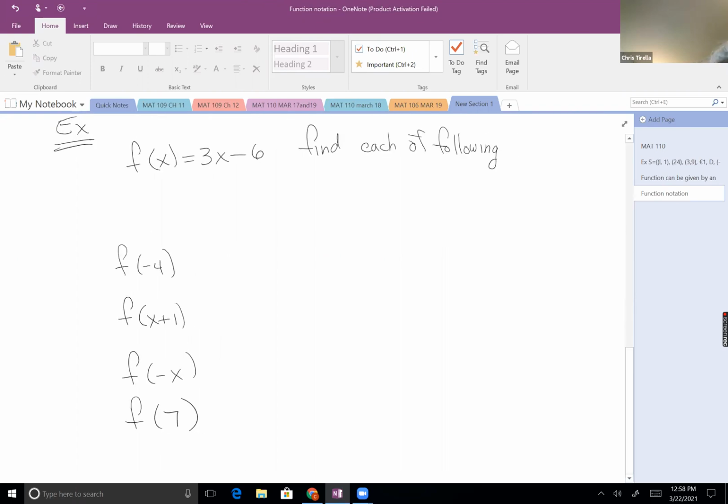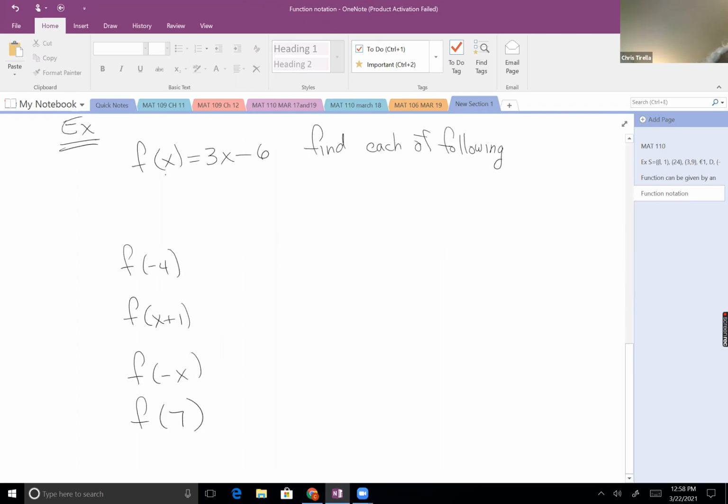When I look at a function in this form, I kind of look at x as a placeholder. And so I see it as f of whatever goes in the parentheses is what I put in place of my variable x. So if f of x is 3x minus 6, f of negative 4 would be 3 times, well, I'm replacing x with negative 4. So that would give me negative 12 minus 6, or negative 18.